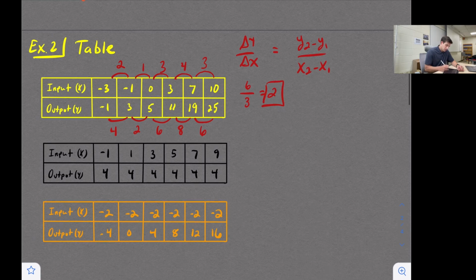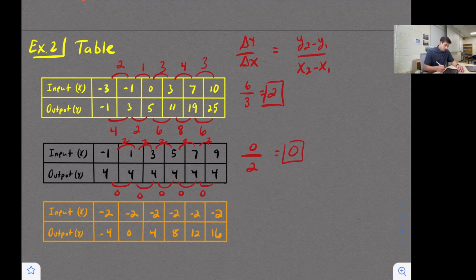All right, let's look at the second table. Notice on the bottom, our output is 4 every time. So if we go to subtract down here, we're gonna get 0 every single time, right? 4 minus 4, 4 minus 4, so on and so forth. So my numerator, or my change in y, is going to be 0 every time. So on my change in x, when I do my subtraction here, 9 minus 7 would give us 2, 2, 2, 2, and 2. So we could represent our slope as 0 over 2. But if I think about what that fraction represents, 0. So in this case, my slope would be 0. Okay. So we'll look at the end of this video what that line would actually look like.